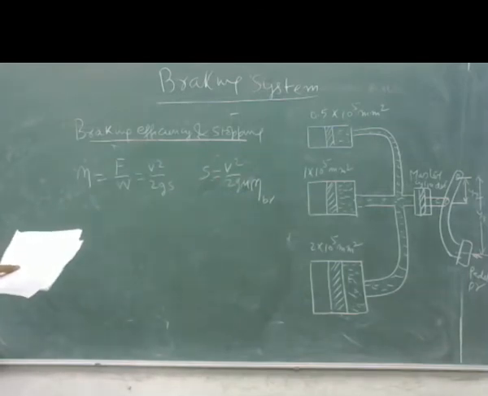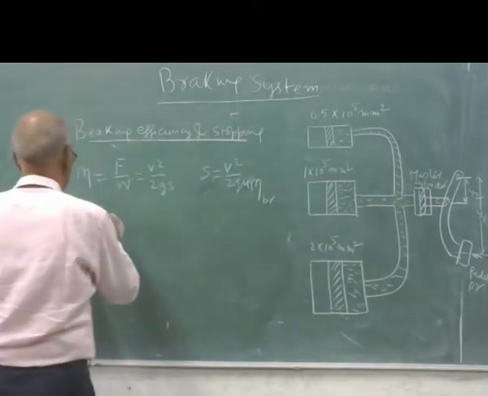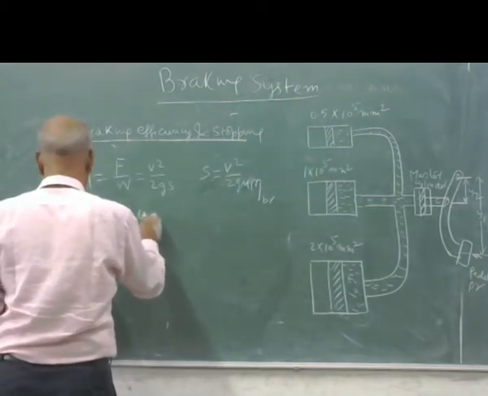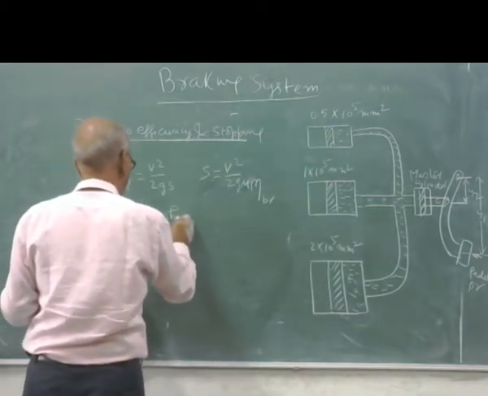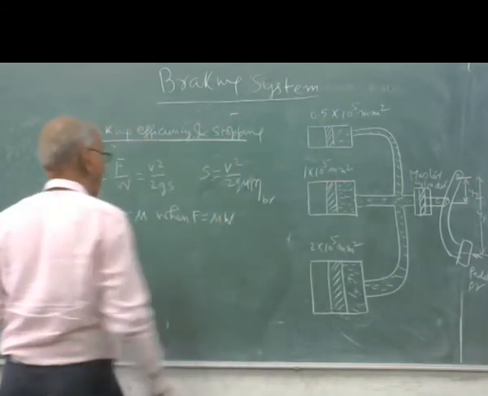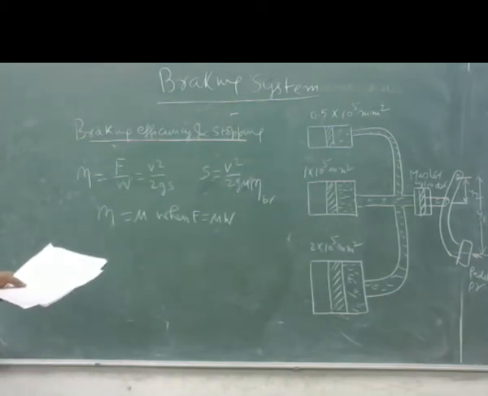Of course, if you take mu equal to 1, then beta is proportional to mu, when F is equal to mu into W. The braking efficiency of 100% can be achieved when mu is equal to 1.